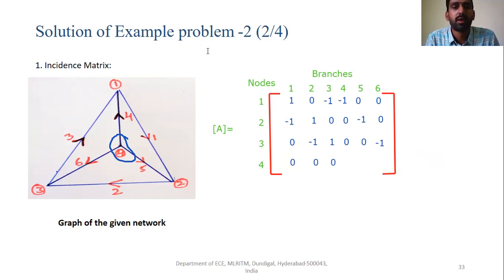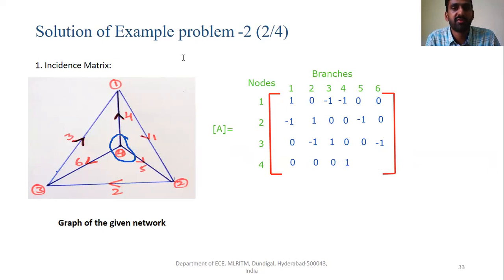Now, what about branch number 4? Here is branch number 4 and here is your node number 4. You can see this branch number 4 is incident to node number 4, and the current with respect to branch number 4 is leaving node number 4, or the orientation of the current is away from node number 4. If it is away from node number 4, the element is going to be plus 1.